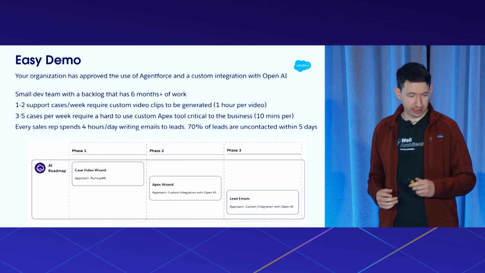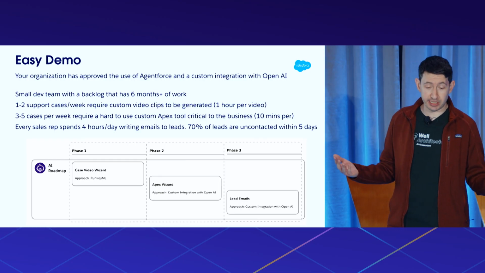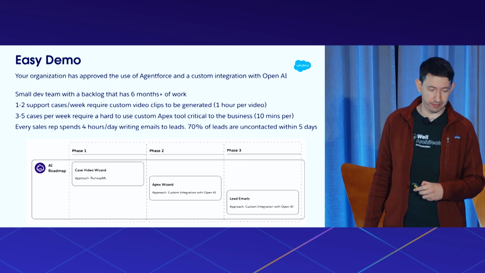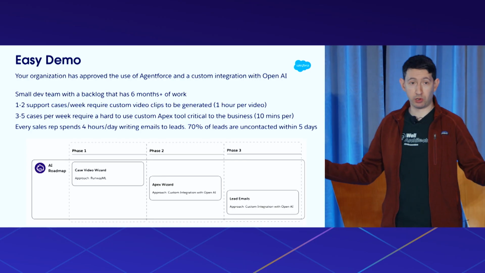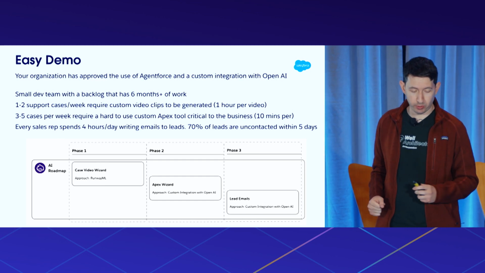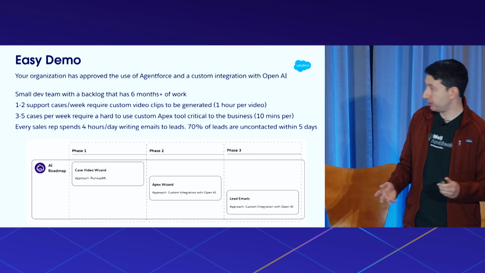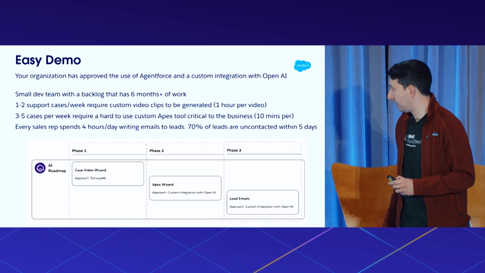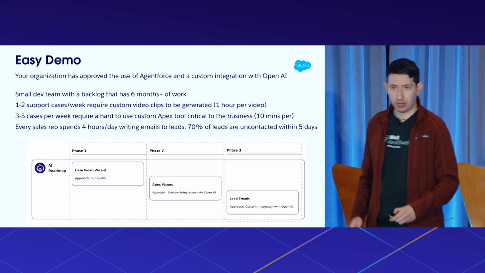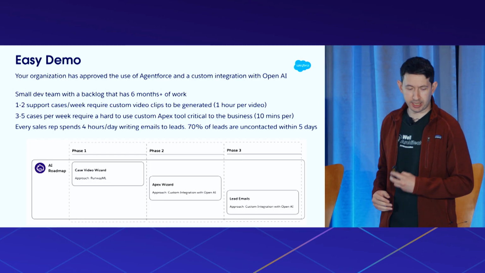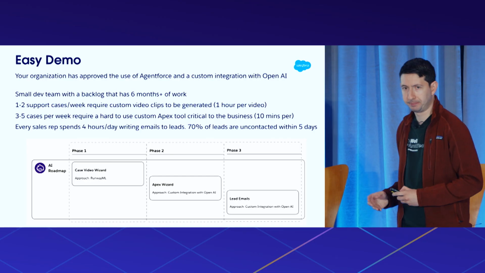And then we have every sales rep spending 4 hours a day writing emails to leads. 70% of these leads are uncontacted within 5 days. And so right now we have an AI roadmap we're rolling out, in the order we got the requests, right? We're doing a case video wizard with a tool called Runway ML. Building an Apex wizard using a custom integration with OpenAI. And then we're going to get to our lead emails also with a custom integration with OpenAI. Anybody, any concerns with business priority and return on investment here with our current roadmap?